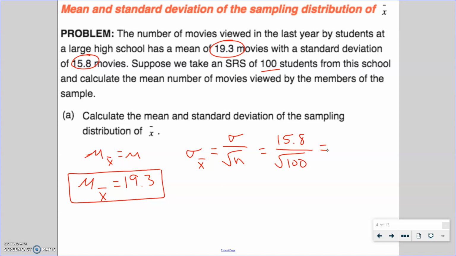So I'm going to type that into my calculator. Square root of 100 is 10, so 15.8 divided by 10, I get 1.58. So I just did that off to the side. I know you can't see that, but I just used my calculator to help us out with that, okay? So nice and easy. The formulas are just as easy to use as sample proportion was, thankfully.